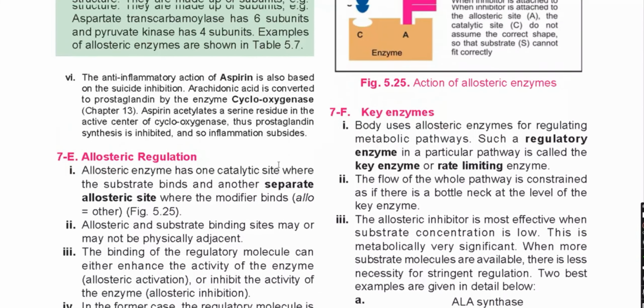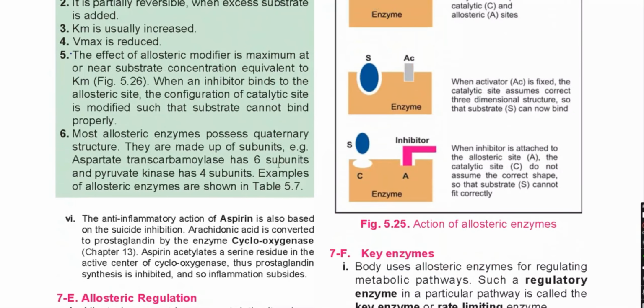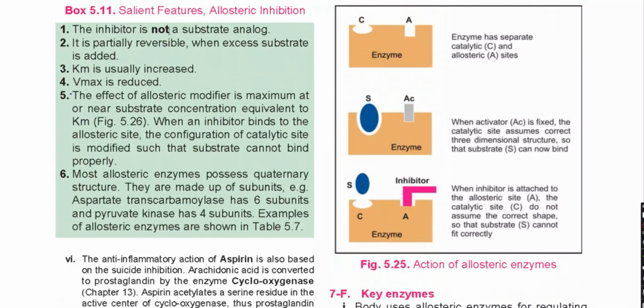When the inhibitor binds to the allosteric site, the configuration of the catalytic site is modified such that the substrate cannot bind properly. Most allosteric enzymes possess quaternary structures and are made up of subunits, like aspartate transcarbamylase, which has 6 subunits, and pyruvate kinase, which has 4 subunits. So this is all about allosteric inhibition.